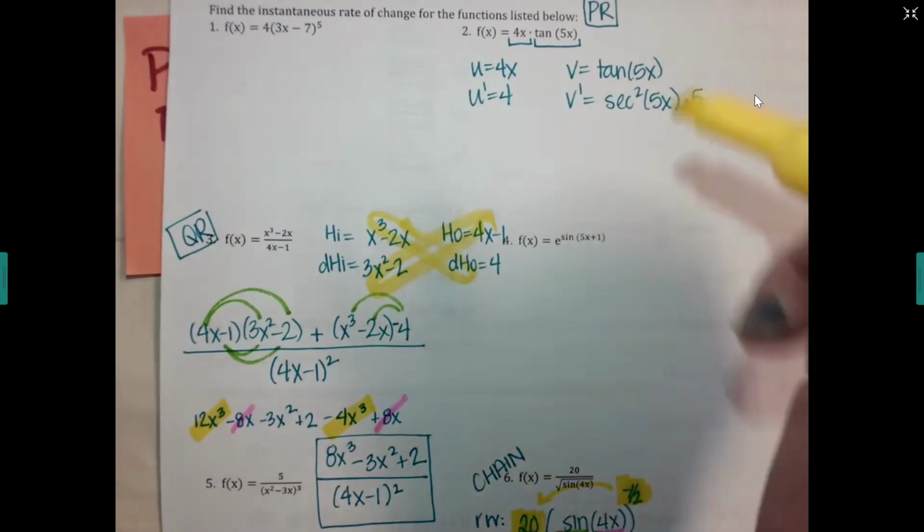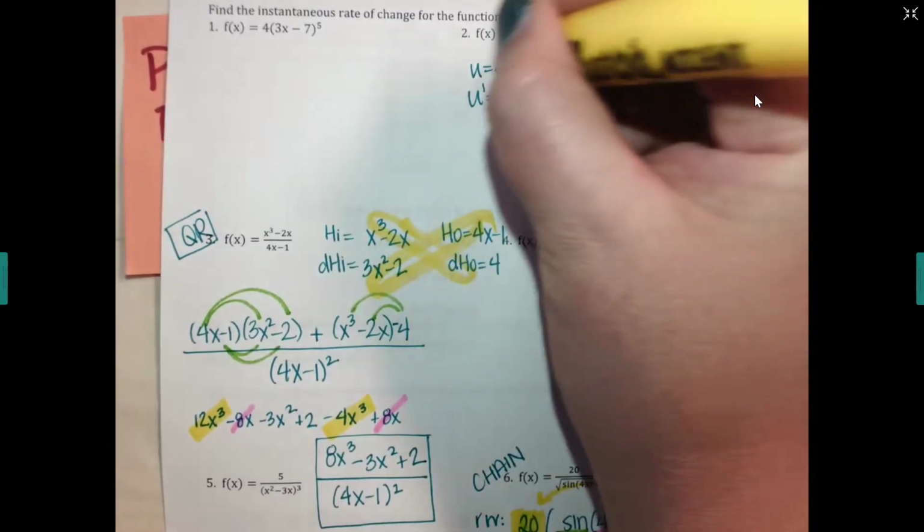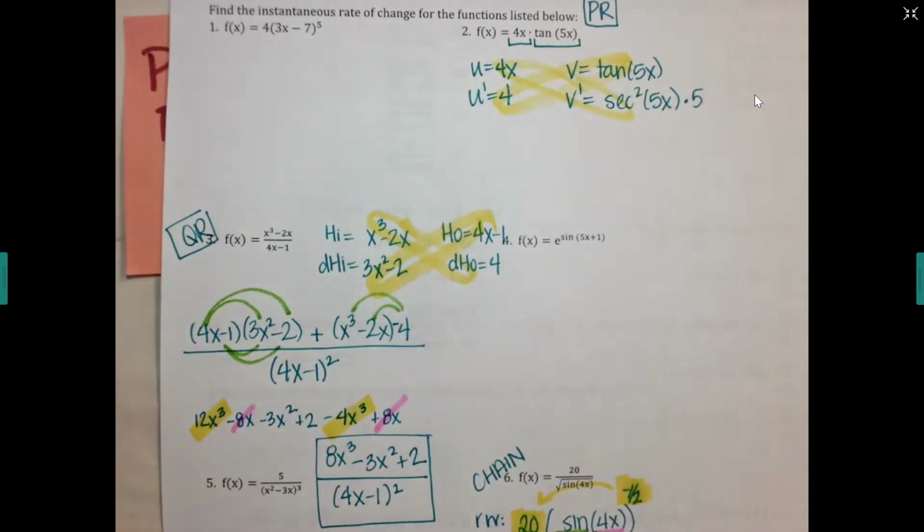Okay, then diagonal plus diagonal. Okay, remember for product rule, it actually doesn't matter which one you do first.